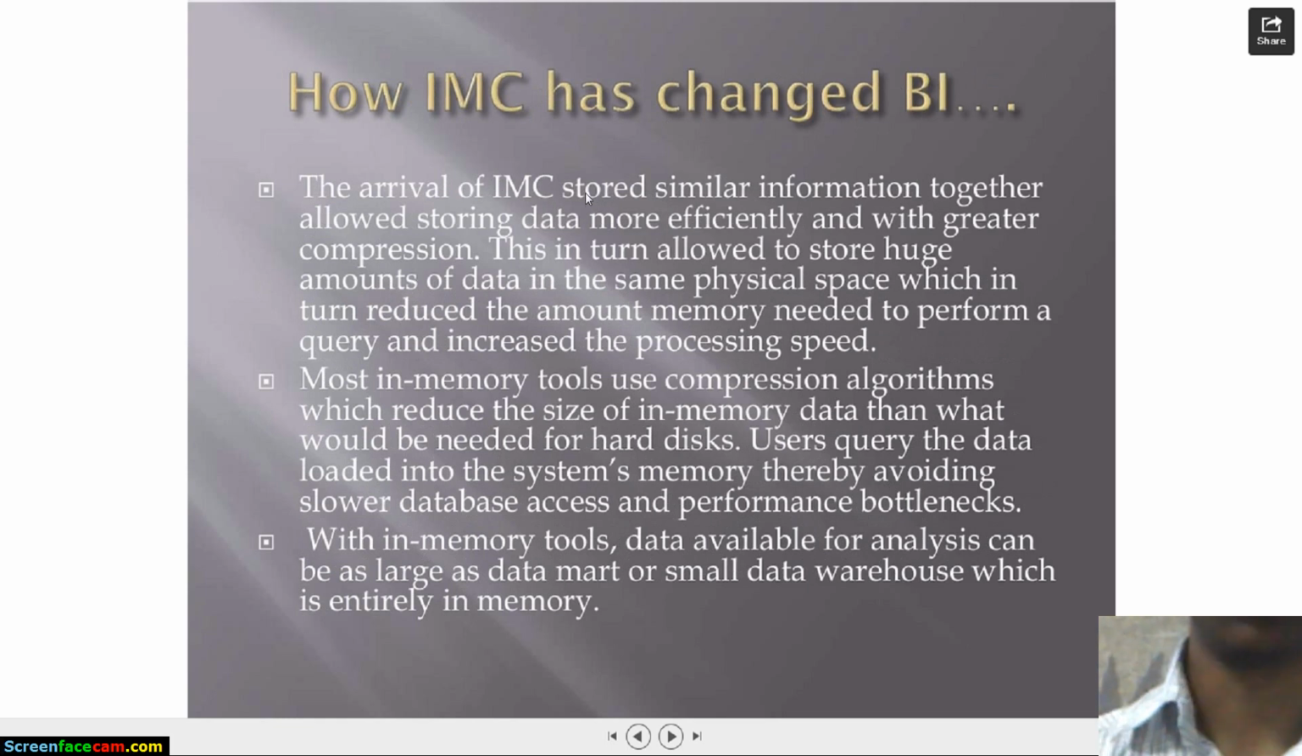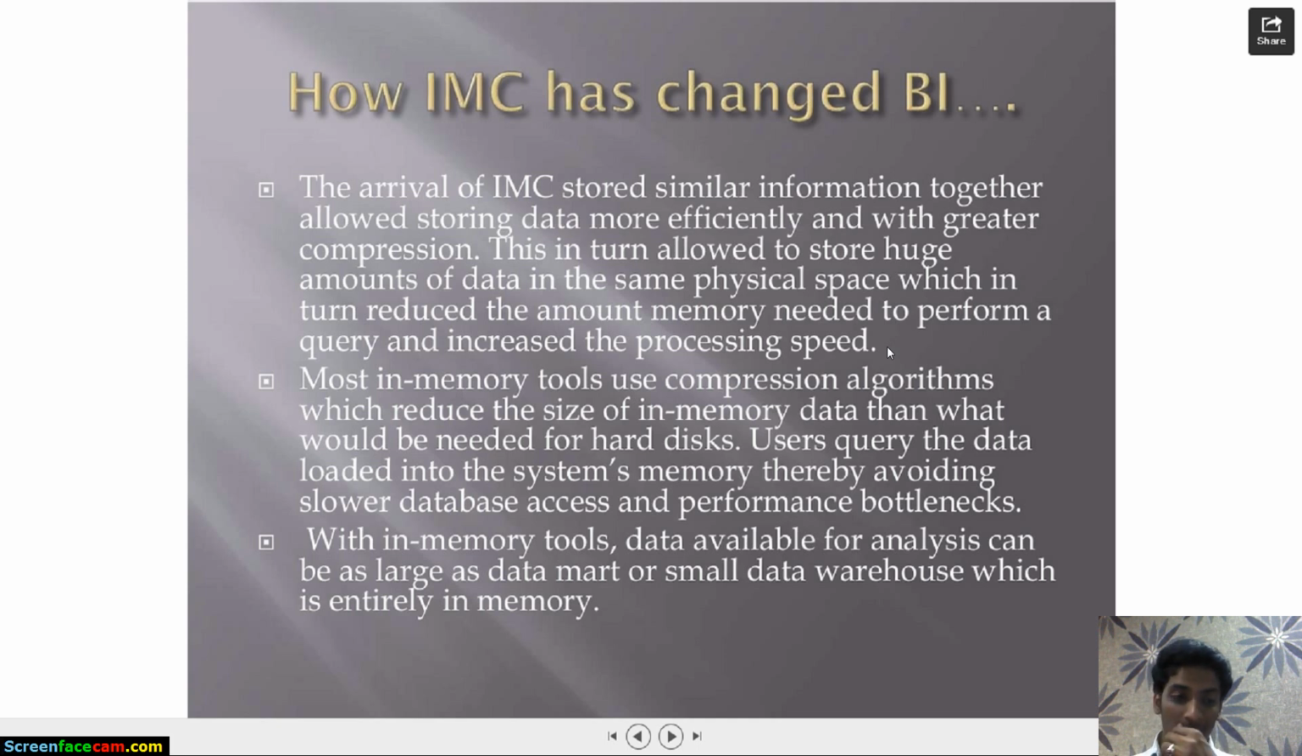Now, how has in-memory computing changed BI? The arrival of in-memory computing, storing similar information together, allowed storing data more efficiently and with greater compression. This in turn allowed storing huge amounts of data in the same physical space, which reduced the amount of memory needed to perform a query and increased the processing speed. Another point: when we go into the inner details of what in-memory databases do, the architecture inside, apart from column store and row store databases, also involves optimization algorithms which make things faster.